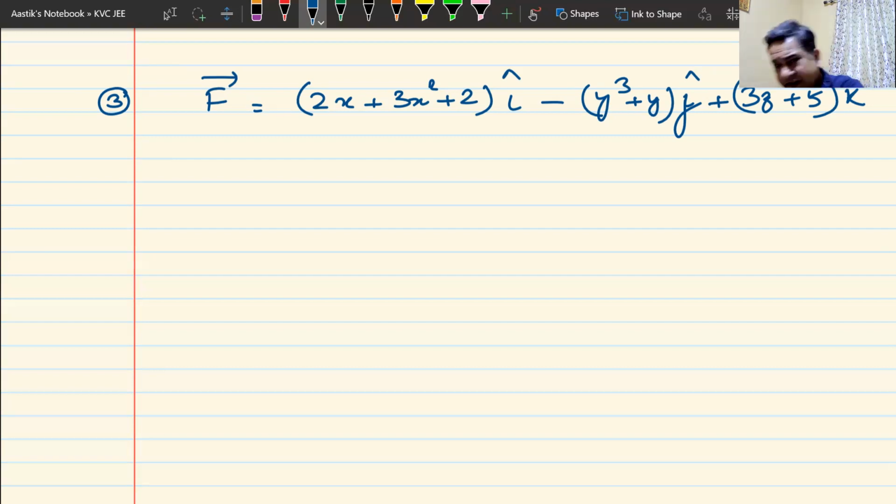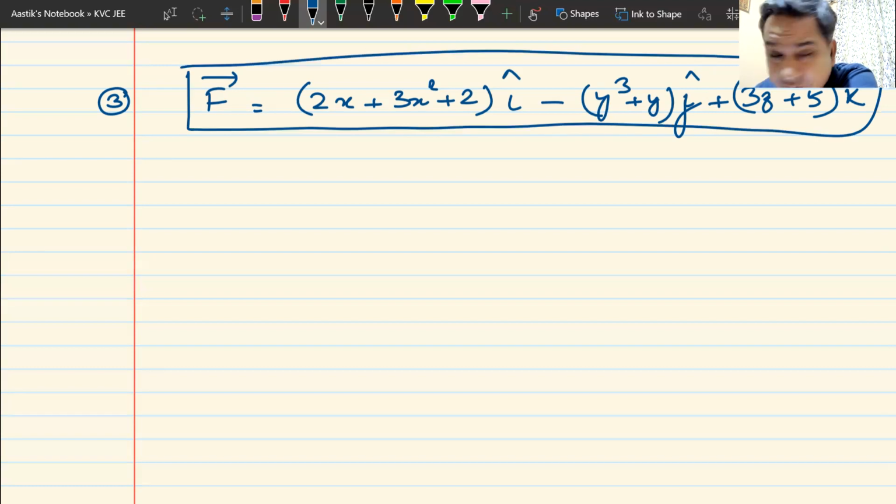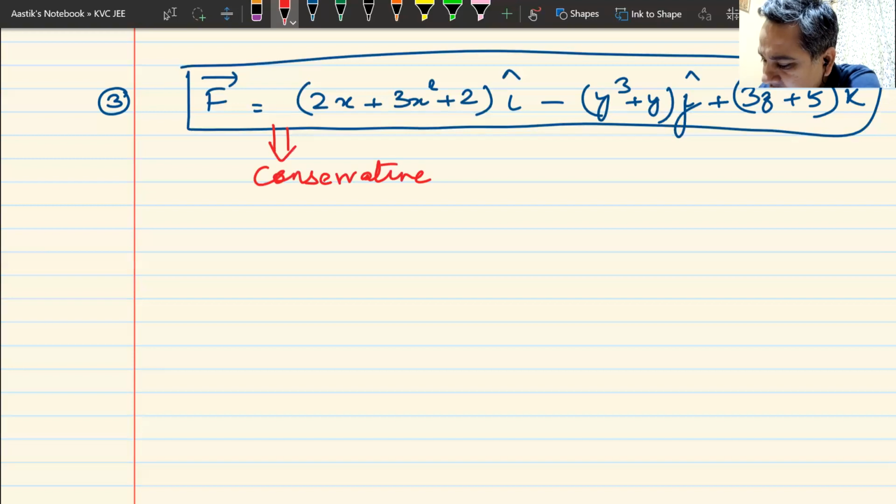If you are taking this much time, that means we have not understood the concept. And the answer is, what is the answer? This has to be a conservative force. Yes or no? Why should it be a conservative force?